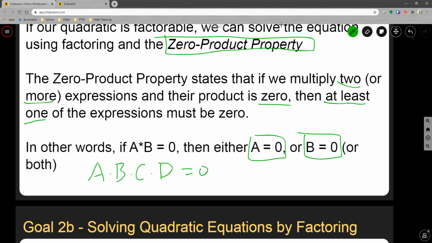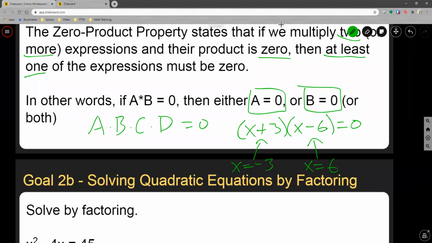What's nice for us when we're solving equations is if I've got something like this, I know that x plus 3 either has to equal 0 or x minus 6 has to equal 0, and that's where my answers for x come from, where my intercepts come from. If x is equal to -3, then -3 plus 3 will give me 0 in that left parentheses. If x is equal to 6, then 6 minus 6 will give me 0 in the right parentheses.